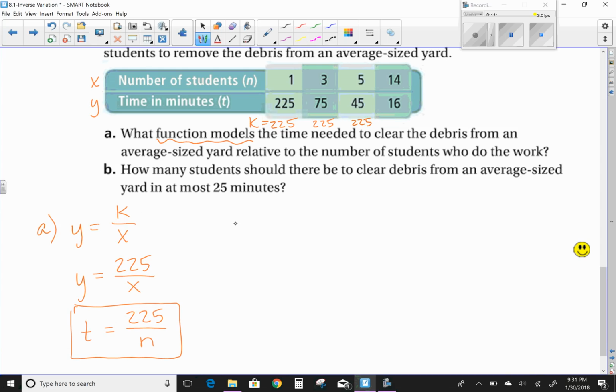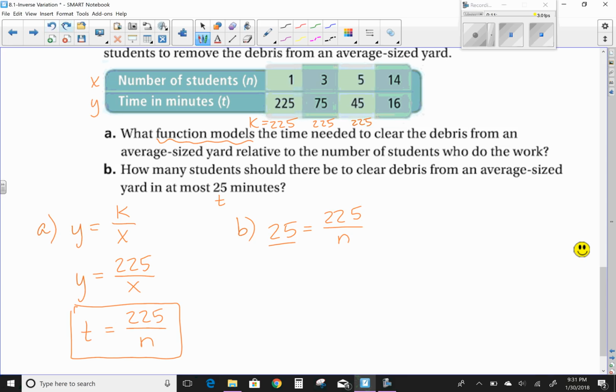Part B says, how many students should there be to clear debris from an average size yard in at most 25 minutes? Well, 25 minutes is clearly the t value. So I'm going to plug in 25 equal to 225 over n. Now, what I talked to y'all about before is you can cross multiply. You can put this over 1, cross multiply, and then divide.